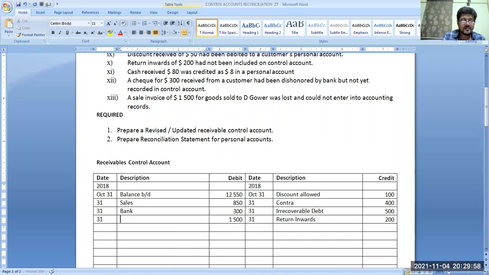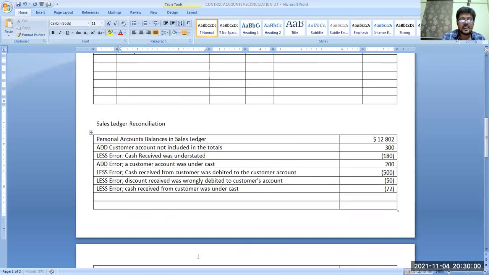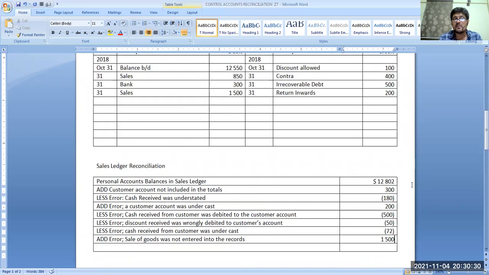sales, and we have to add here the error, sale of goods was not recorded. Getting my point? This is, I think, the only problem in this question which we have added in both the receivable control account and the sales ledger reconciliation, both.